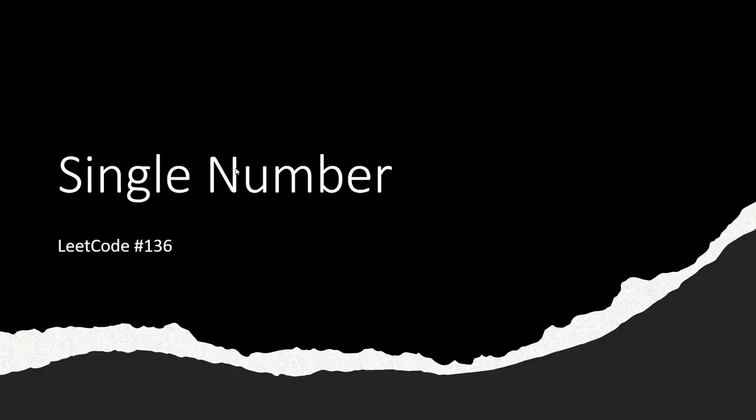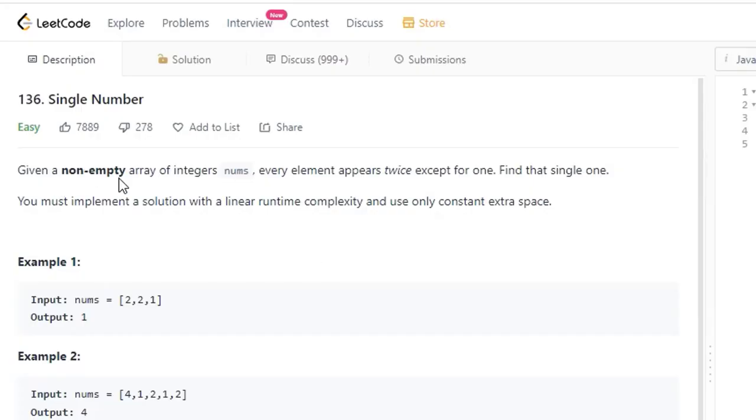Now single number states that given a non-empty array of integers nums, every element appears twice except for one. Find that single one. Here's the real kicker. You must implement a solution with a linear runtime complexity, which is fine, but use only constant extra space. And what does that mean?